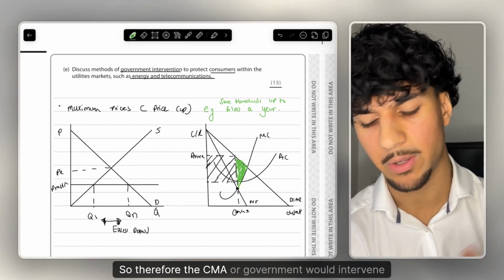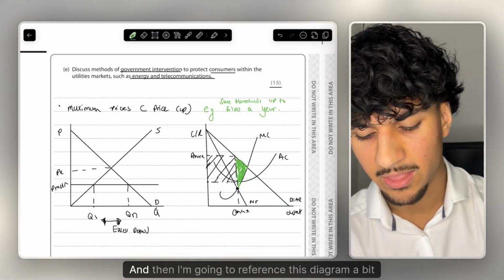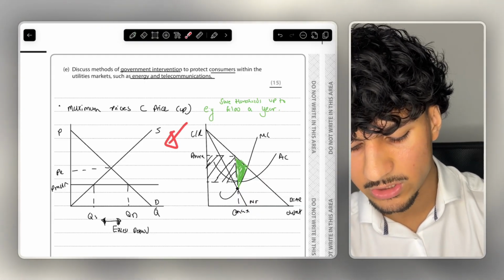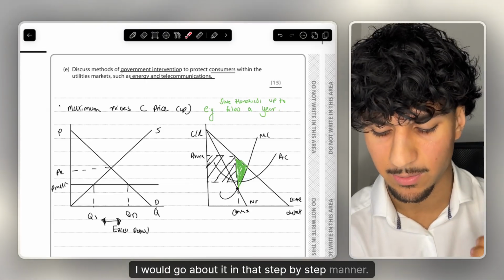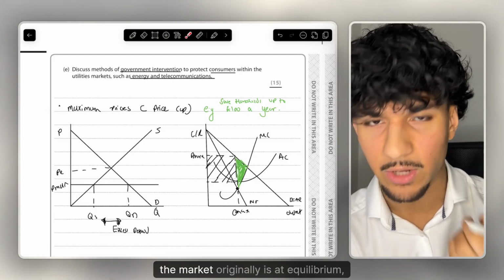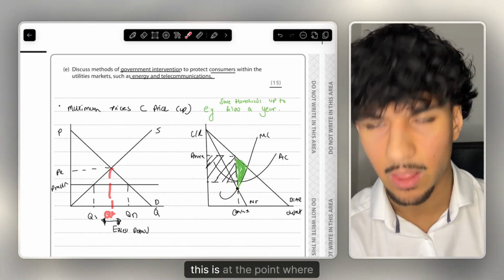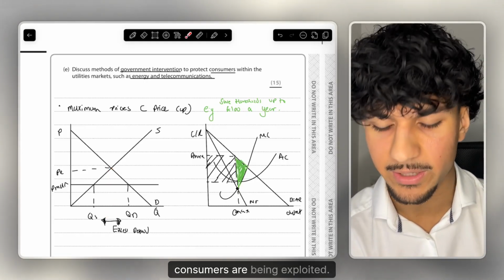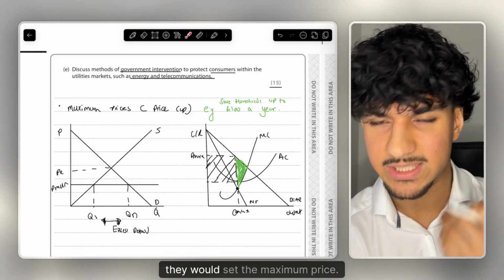So therefore, the CMA or government would intervene in this market by setting a maximum price. And then I'm going to reference this diagram a bit more. So then exactly how I walked you through it, I would go about it in that step-by-step manner. So the market originally is at equilibrium where PE meets QE. So at this point here, this is the point where consumers are being exploited. Thus, when the government intervenes in the market, they would set the maximum price.